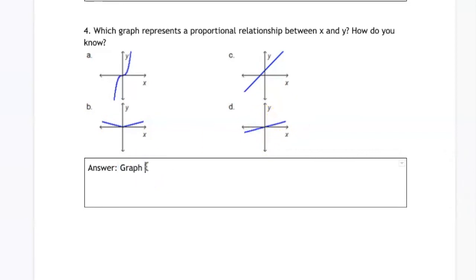So graph D is a proportional relationship because it is a straight line going up through 0, 0.